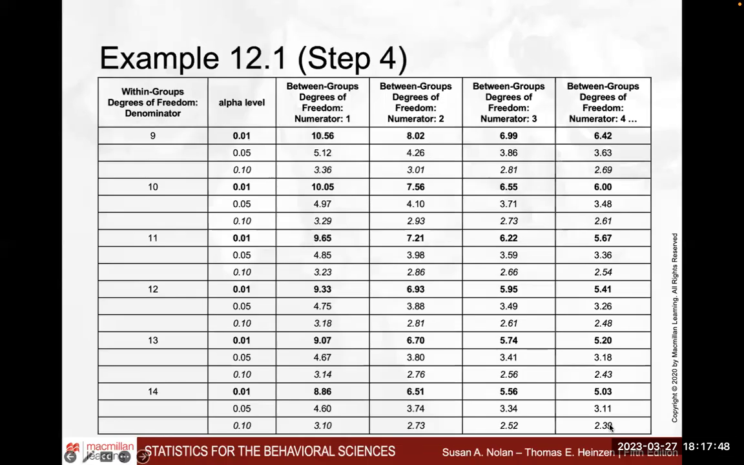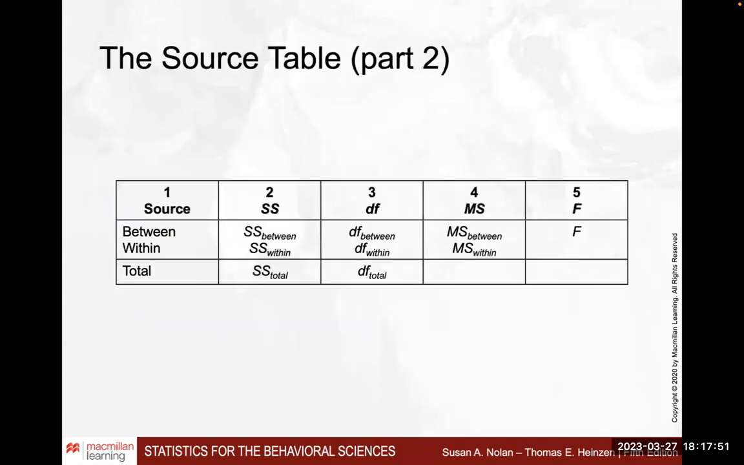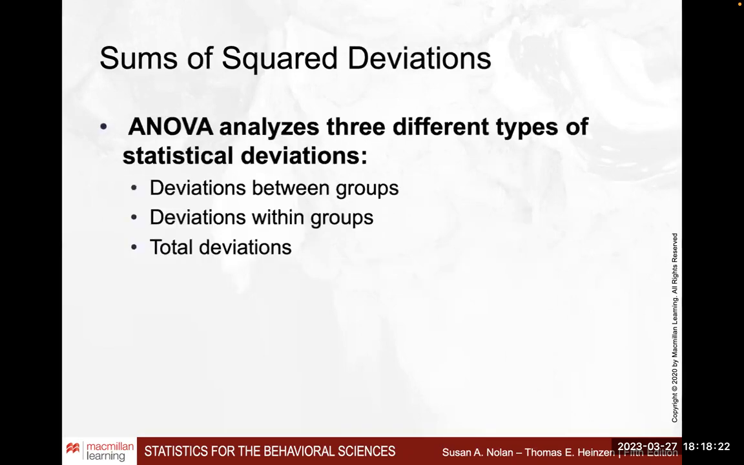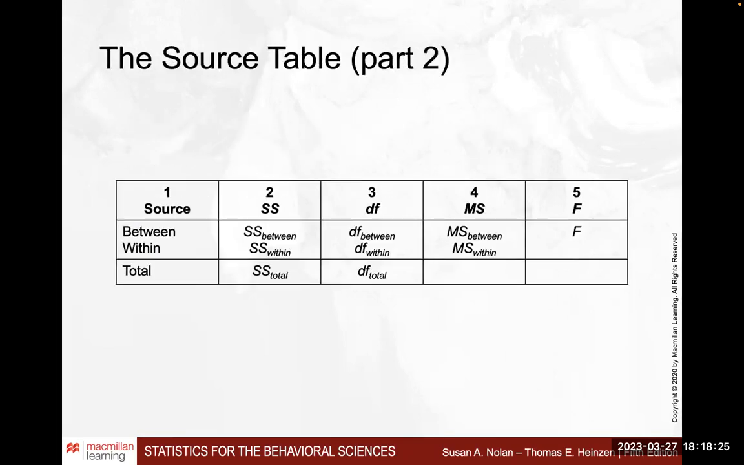Good. Then we have the F-score table. That will lead to a so-called source table. The source table gives you the sum of squares for between and within, and then the sum of these as the sum of squares total. You have the degrees of freedom in the third column, the variance in the fourth column, and the respective F in the fifth column. The F is the variance between over the variance within.